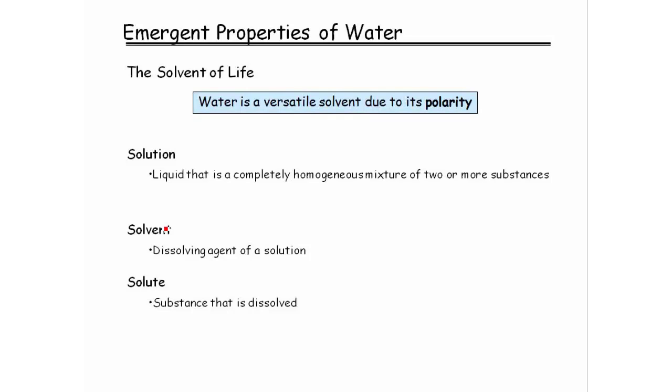If we do get all of that salt dissolved in that water, that's going to be what we then call a solution. So a solution will be a completely homogeneous mixture of 2 or more substances. So in other words, we've gotten our solute completely dissolved in the solvent.